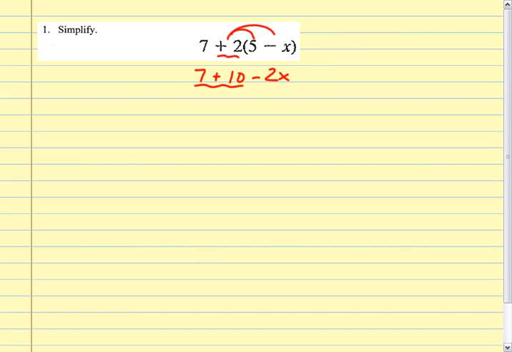Put the 10 and 7 together. That's going to give us 17 minus 2x. But now what do I want to do, Taylor? Put them in the right order. So what am I going to get at the end? Negative 2x plus 17. Negative 2x plus 17. Beautiful. Couldn't do it any better.